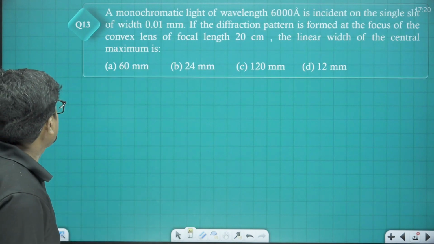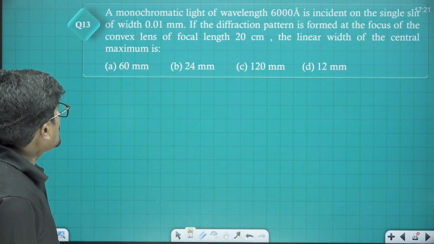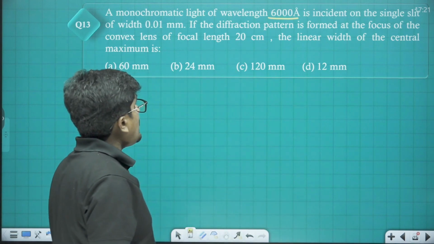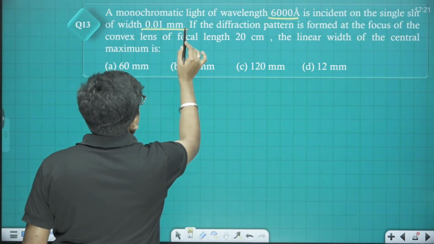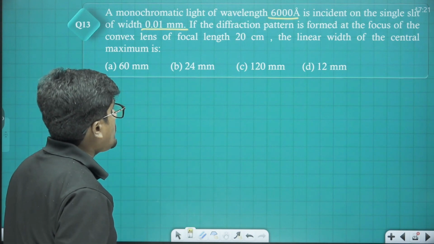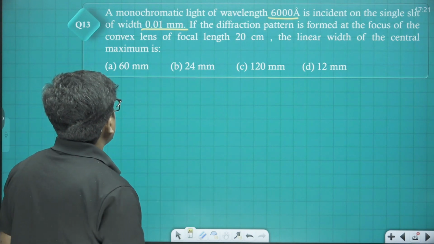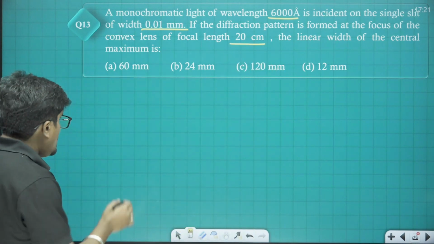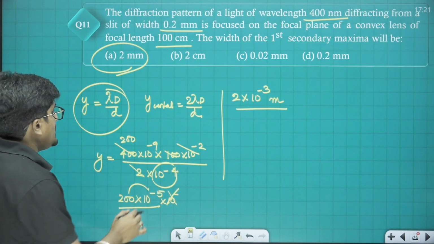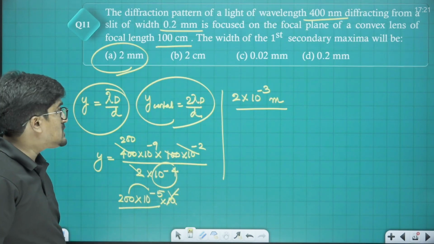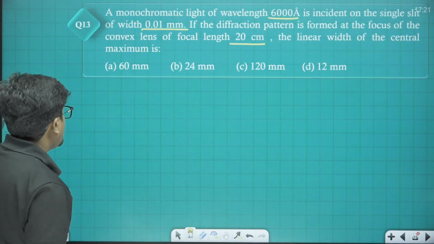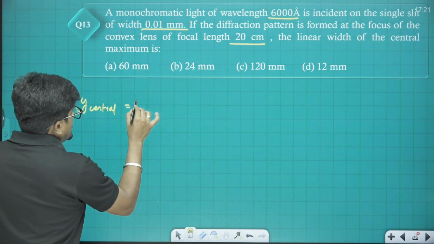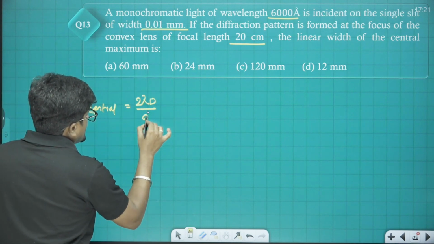Here comes question number 13. The question says, a monochromatic light of wavelength 6000 angstrom is incident on a single slit of width 0.01 mm. If the diffraction pattern is formed at the focus of a convex lens of focal length 20 centimeter, then the linear width of the central maximum is. In this case, I already explained the width of the central maximum, that is 2 lambda capital D by small letter d. So here again, y of central maximum is 2 times lambda capital D divided by small letter d.